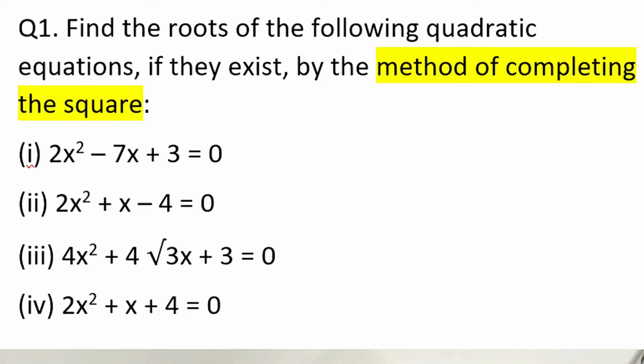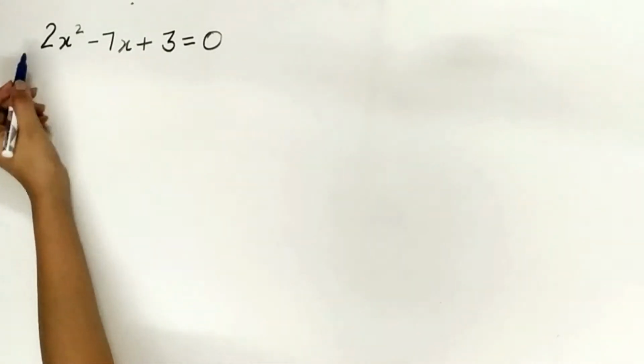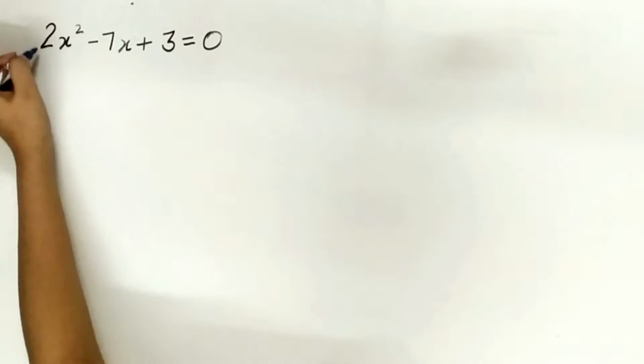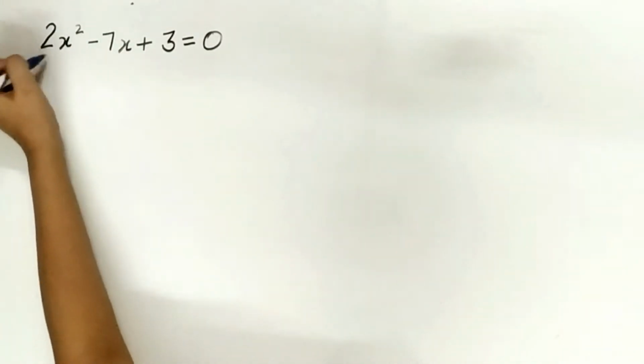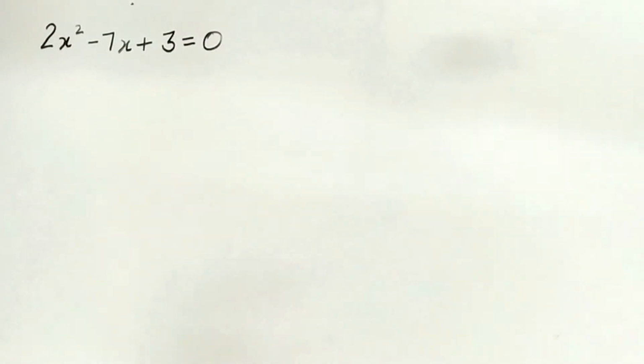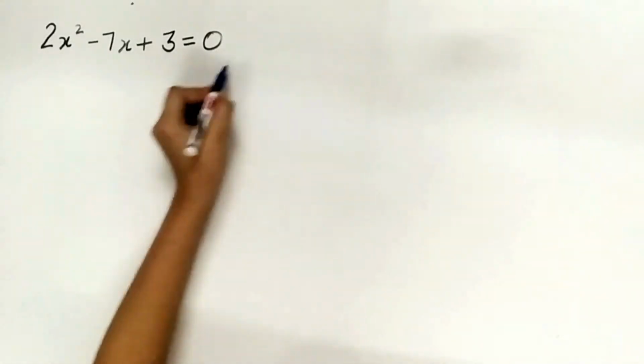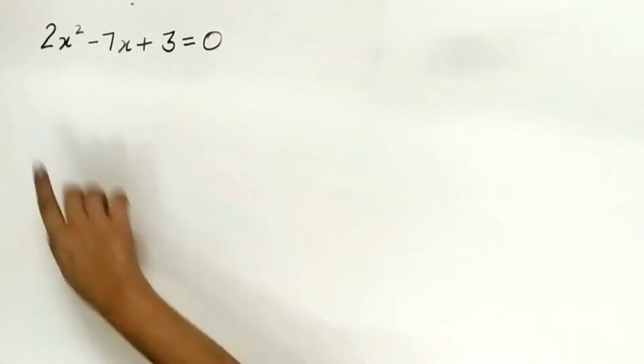Find the roots of the following quadratic equations, if they exist, by the method of completing the square. First step is to check whether the coefficient of x square is 1. If not, divide the equation by the coefficient of x square. So in this case, we will divide the equation throughout by 2.